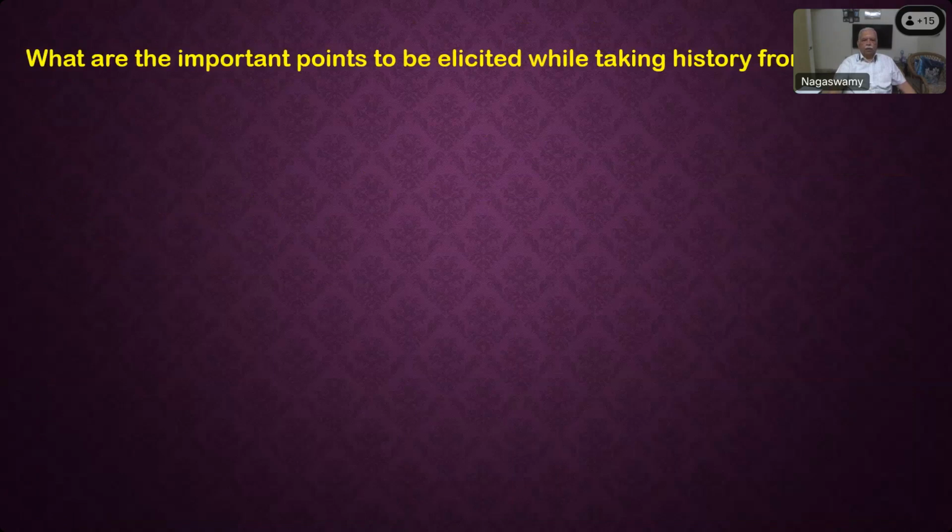What are the important points to be elicited while taking history from a COPD patient? This question will help you to examine a patient. When a live patient is given, you must know how to take the history from this patient. Some of the examining findings also can answer the questions. What symptoms do they have? How long is the duration of symptoms?